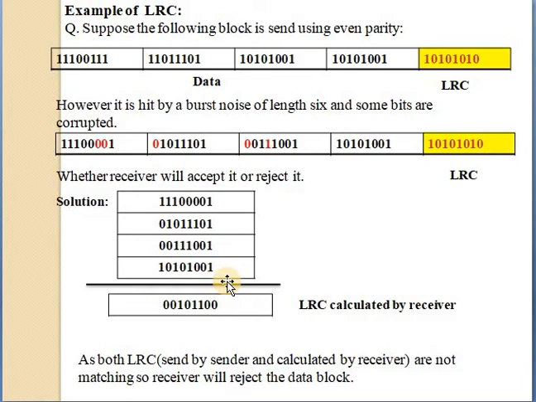Errors are detected, and this is the detection technique, that is LRC. So the receiver requests the sender to send the data again, because noise was created in this data.